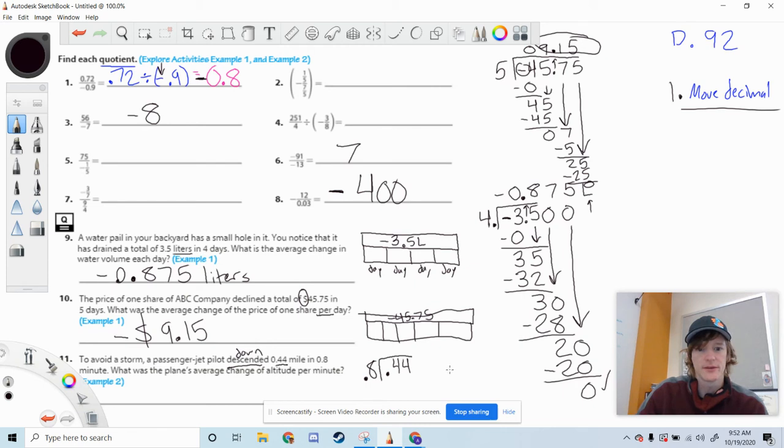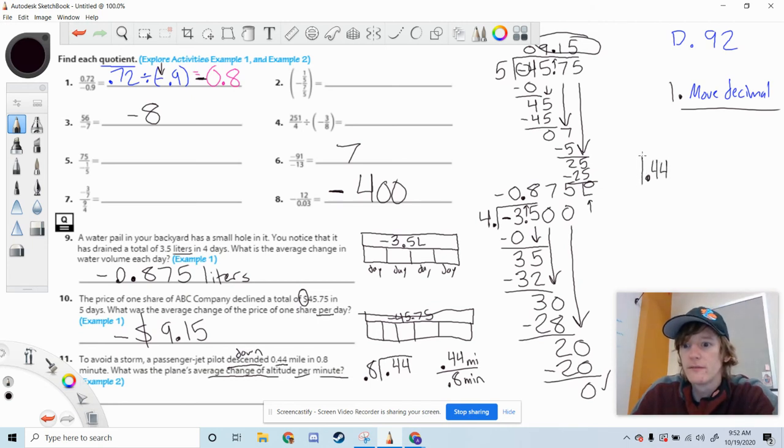And we're going to find out what happened per minute. The way I think of this is I know that I go 0.44 of a mile in 0.8 minute. So if I'm going to go in miles per minute, I have to have miles as my numerator, minutes as my denominator. And I'm going to solve this division problem. So I'm going to rewrite it over here so I have enough room. So I've got 0.44 divided by 0.8. So step 1, I do have a decimal to move on this one. Move it once, and bring it straight up.